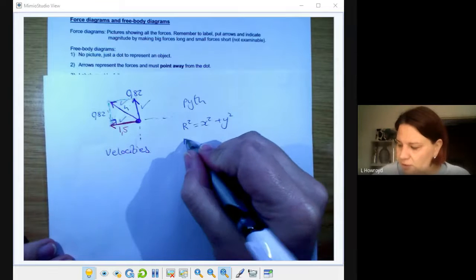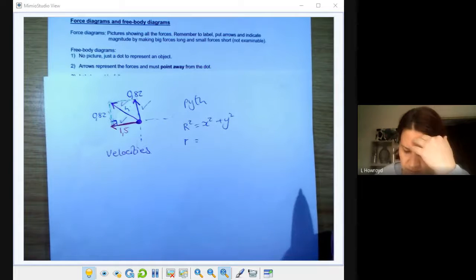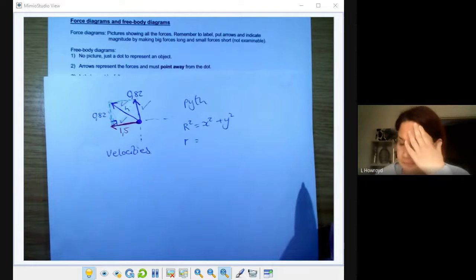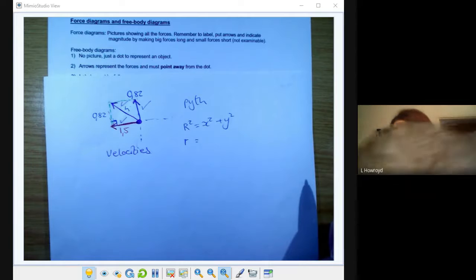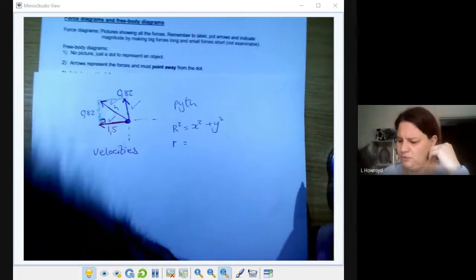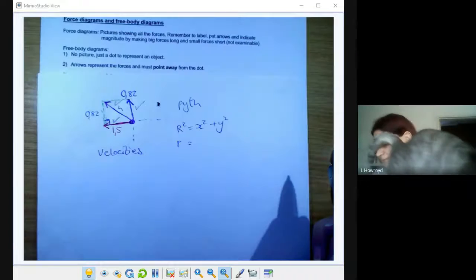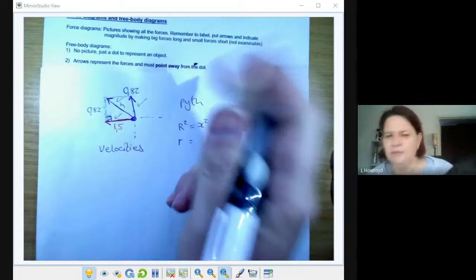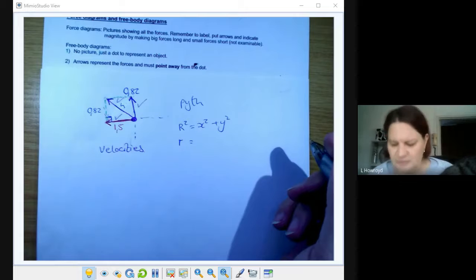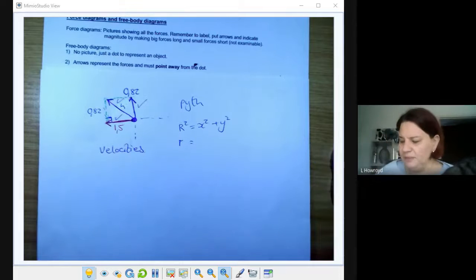And then the r, what did it work out to be? I can't remember now. Was it 1.7 something? Something like, I think it was 1.71 something. Does anyone remember?